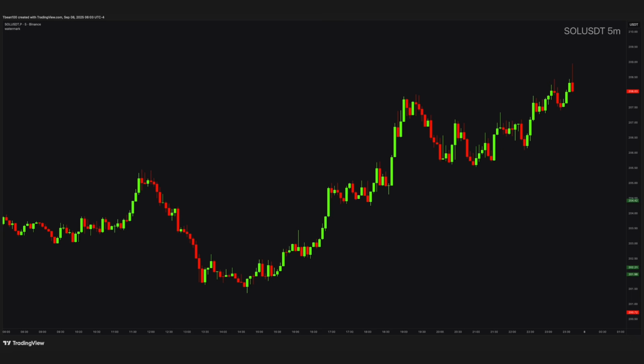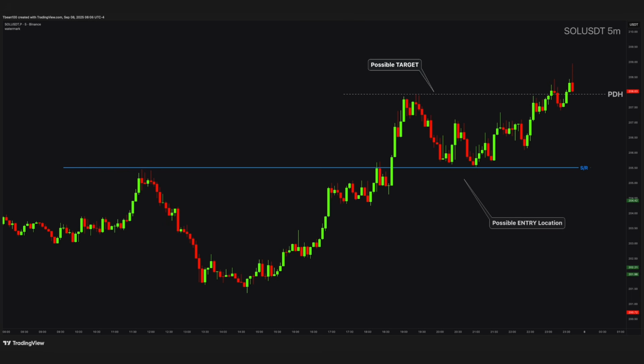Let's take a look at this 5-minute Solana chart and break down everything we can learn from just a single time frame. We actually have two very interesting price actions showing up here. First, there is the possible target sitting above the PDH, which is the previous day's high, and right below, a clean support and resistance zone, often called an SR flip zone. As simple as that, we can already identify two key things: a possible entry location and also a possible target.